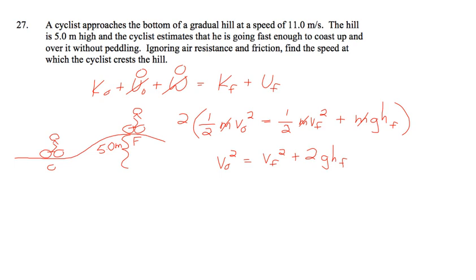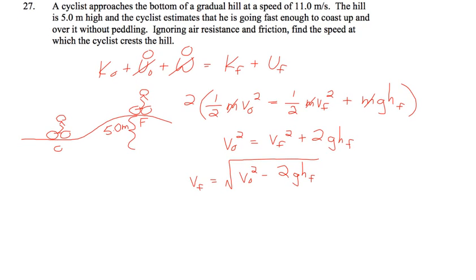So when we've done all of that, we're going to get vf is going to equal the square root of vo squared minus 2 g hf. And that'll get us the final velocity for this problem. So you're probably going to see one like this on the test. So let's see. So final velocity is going to equal the square root of vo squared minus 2gh.